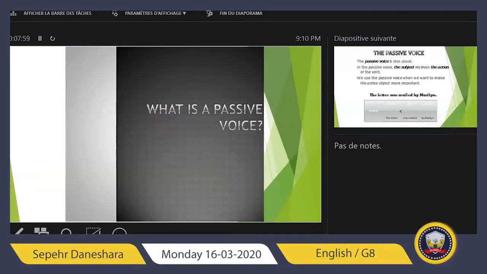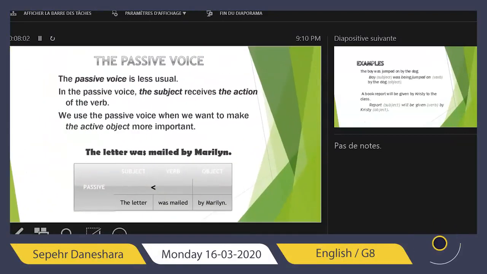Now, what is the passive voice? The passive voice is less usual. Mainly we use it in writing, not in speaking. So in the passive voice, the subject receives the action of the verb. Okay? We use the passive voice when we want to make an active object more important. Example, the letter was mailed by Marilyn. Okay? The letter was mailed by Marilyn. So the object is more important in this sentence than the subject. Okay? Here.